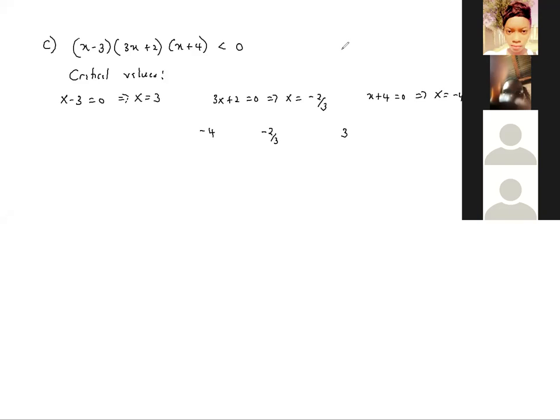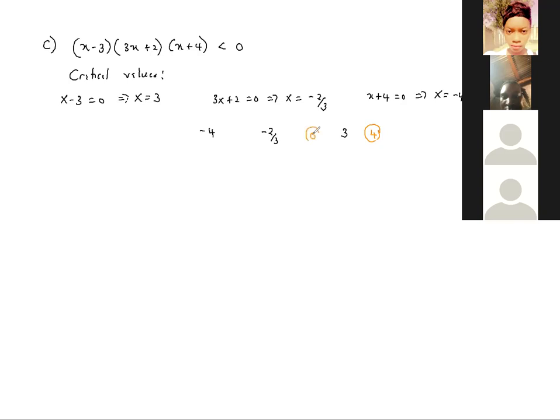Again, I pick a number that is bigger than 3, that is 4. Because we can't test using 3, negative 4, negative 2 over 3. If you use these numbers, we won't know which part of the real numbers gives us a positive or a negative of this expression. That's why we're using the numbers outside these 3, negative 2 over 3, and negative 4. So you pick a number bigger than 3 to represent the whole interval after 3. We also pick a number in between negative 2 over 3 and 3 to represent the interval in between these two numbers.